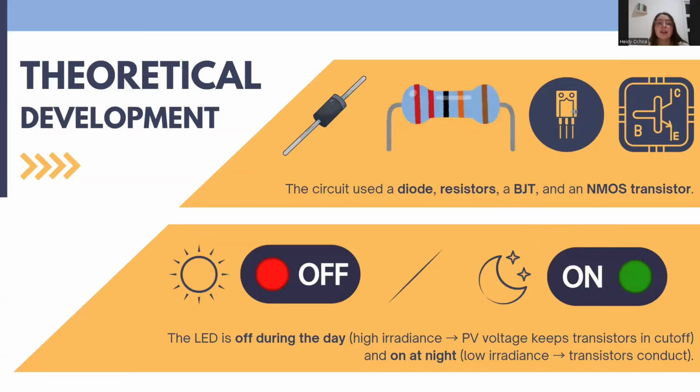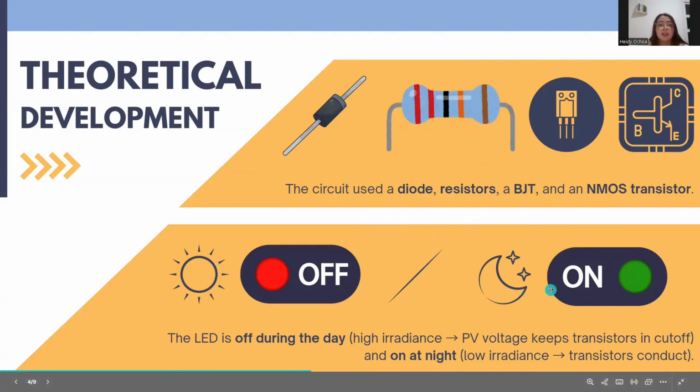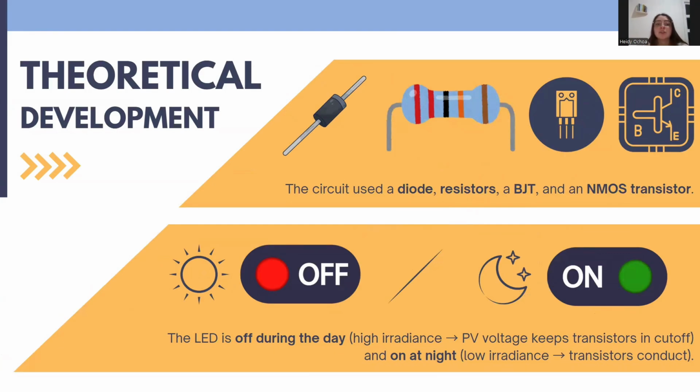For the theoretical development, our circuit uses a diode, resistors, a BJT, and an NMOS transistor. Basically, the control logic is pretty simple. During the daylight, high PV voltage keeps the transistor cut off, so the LED is off. And at night, the PV voltage drops, and the transistor conducts and the LED turns on. This behavior implements an automatic solar lamp without the need for a microcontroller.